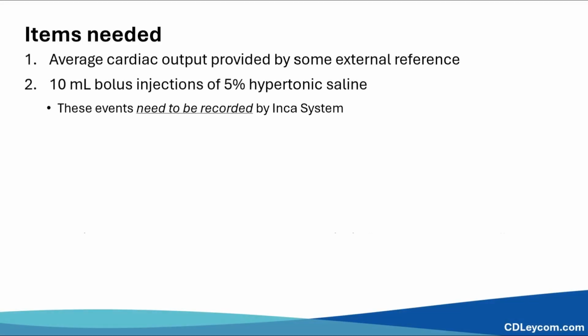In summary, the two items during the intervention that we need are: 1. To take note of the cardiac output value determined by some external reference, and 2. A recording of all hypertonic saline bolus injections. Again, that's 10 milliliters of 5% hypertonic saline.